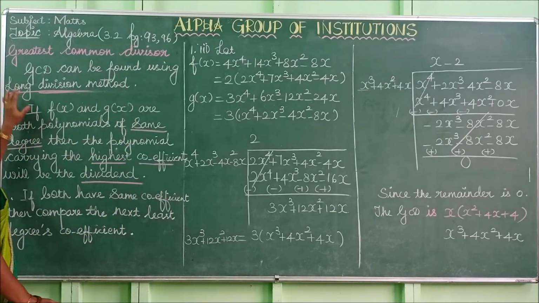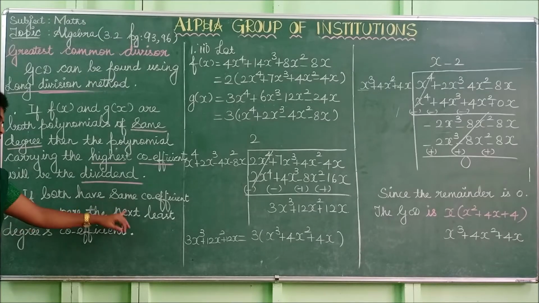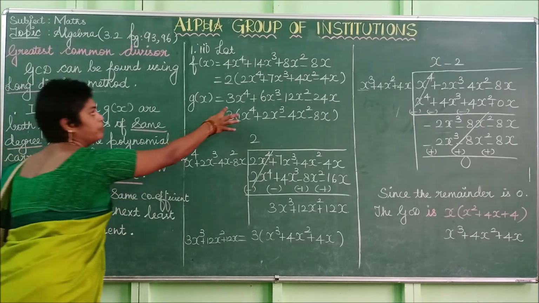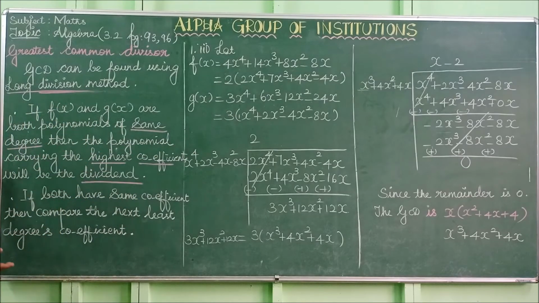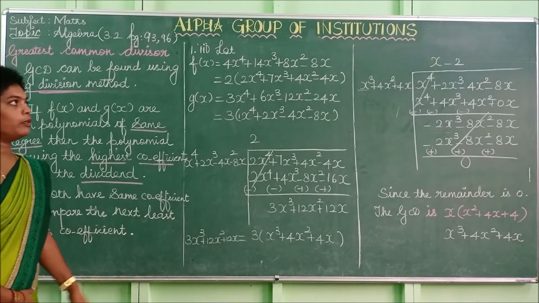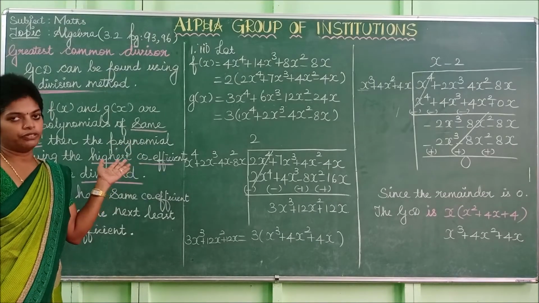So listen, we are finding the greatest common divisor using the long division method. If f of x and g of x are both polynomials of the same degree, then the polynomial carrying the highest coefficient will be the dividend. If that is not possible, you will move on to the next case. What is that case? Both have the same coefficient. If the coefficient is the same, you can move on to the next highest power term, the highest degree coefficient. So everyone look at your exercise, first problem.